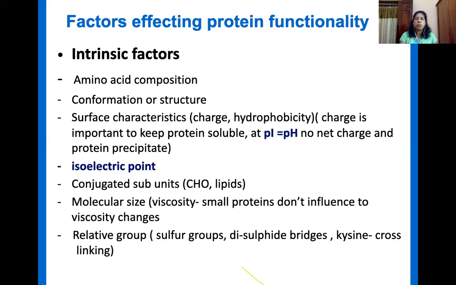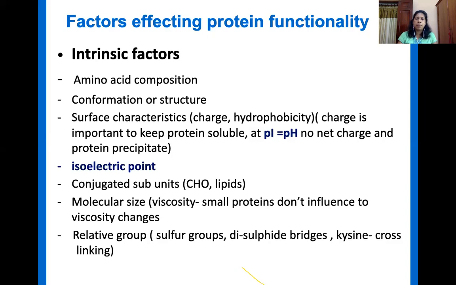Molecular size and viscosity: small proteins don't influence the viscosity changes, but bigger ones do, because big ones cannot move quickly. Big, heavy people move slowly, as you see in films, while small children run around and can move through gaps. Likewise, if the molecular size is small, it can move quickly; if it is big, it moves slowly. If there are a lot of lorries, they don't move easily; a car is a bit faster, a motorcycle even faster, a bicycle faster still. So a protein also has different units, and if the molecular size is smaller, it can move very fast, and accordingly viscosity changes can happen.